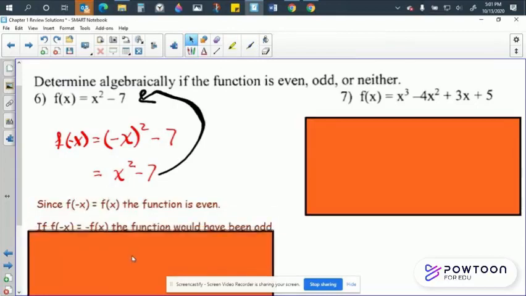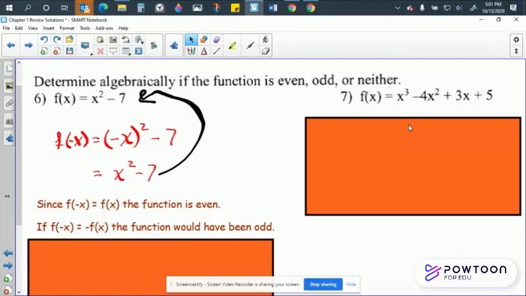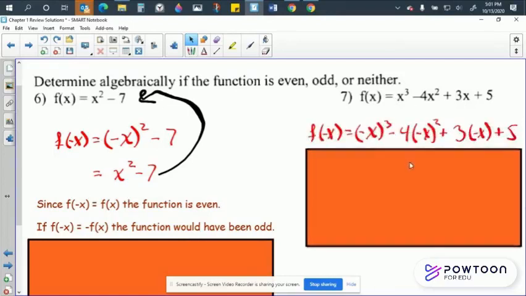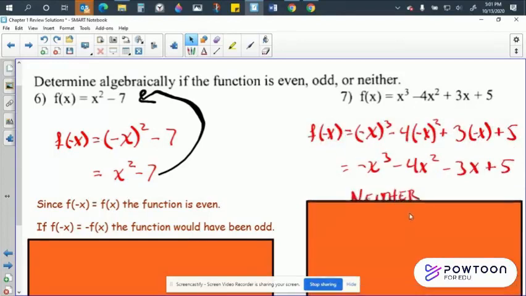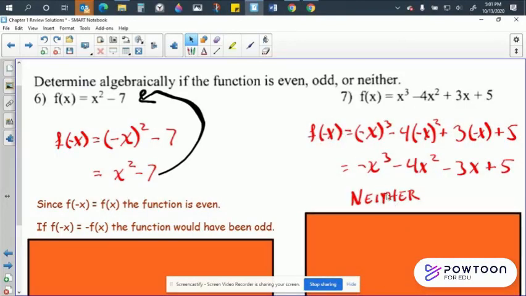Now, if my answer would have come out to the negative of f of x, the function would have been odd. For number 7, if I plug negative x in for x and simplify, I do not get either f of x or negative f of x. So this one is neither.